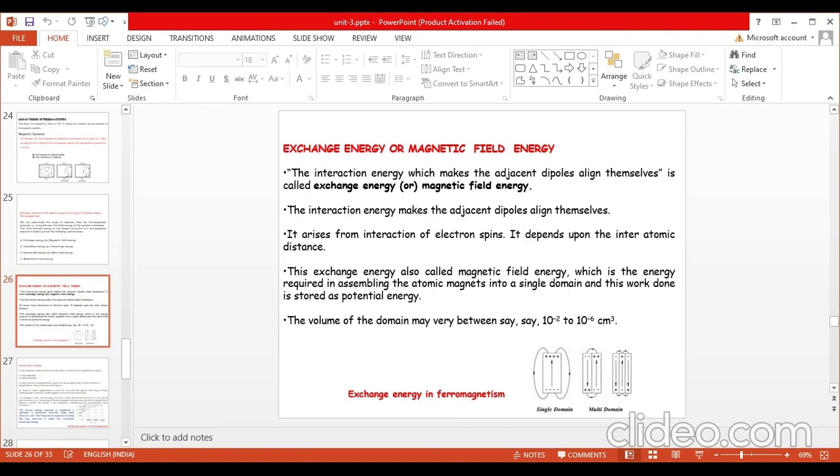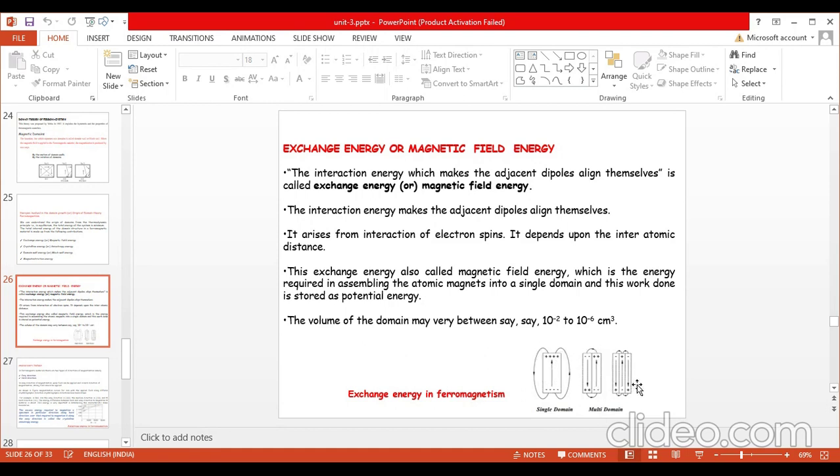This exchange energy, also called magnetic field energy, is the energy required in assembling atomic magnets into a single domain. And this work done is stored as potential energy. The volume of a domain may vary between 10 power minus 2 to 10 power minus 6 centimeter cube. When you see the diagram, see the single domain. Assume these positive and negative, let's say North Pole and South Pole.